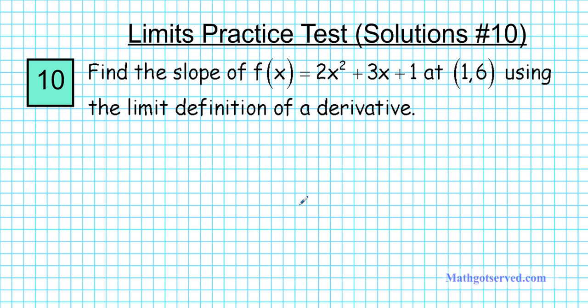All right, let's take a look at question 10. Number 10, we are to find the slope of the function 2x squared plus 3x plus 1 at (1, 6) using the limit definition of a derivative.